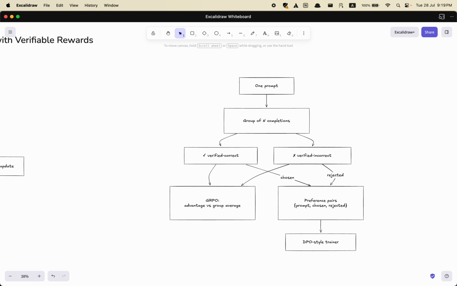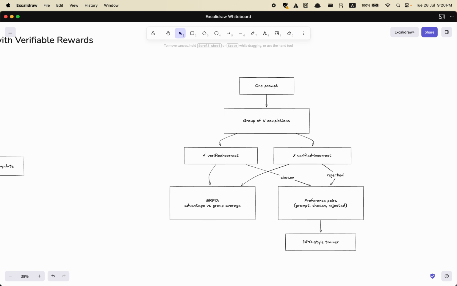And essentially the hint is in the name, group relative. For each prompt, it samples a group of answers, then scores each one relative to the group's average. And so if it's above average, it's reinforced, below it's discouraged. And with that, it's cheaper and simpler, and it's the algorithm that's used behind DeepSeek R1.